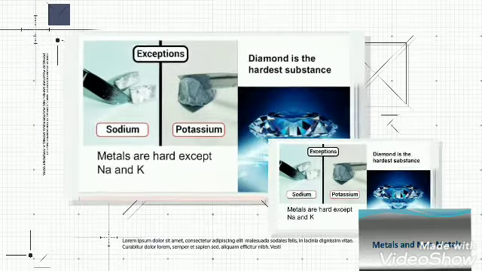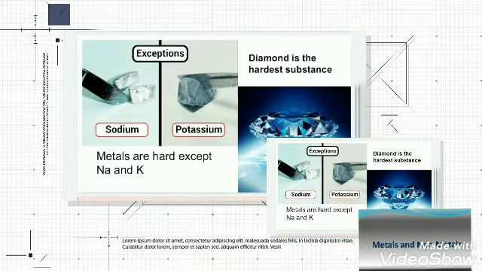Next one is metals are hard, except sodium and potassium. We can cut these metals with a knife. And diamond, which is a form of carbon, which is a non-metal, is the hardest substance in nature.